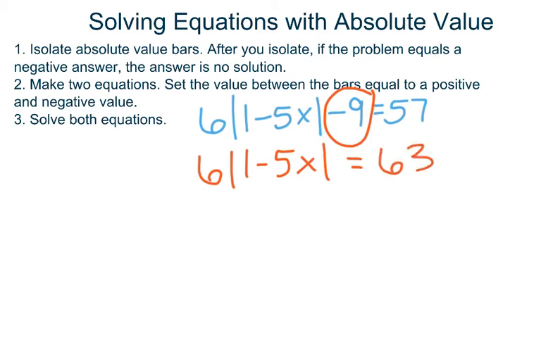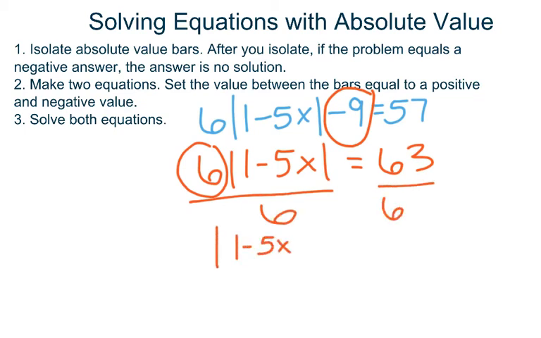The next thing I'm going to do is I'm going to get rid of the 6. The 6 and the absolute value bars are being multiplied, so I'm going to get rid of it by dividing. And you could put 10.5, or if you like fractions, you could do 21 over 2. Same thing, whatever you want to do. So step 1, check. The answer equals a positive number, so it's not going to be no solution. We're going to go further.